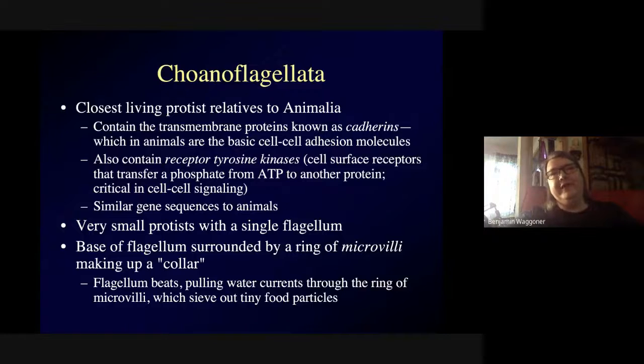Remember, a villus is a little projection of something. Your intestine has lots of villi increasing its surface area. Microvilli are really small villi, and you'll have a ring of microvilli coming out of the cell, encircling the base of the flagellum like a collar. And when the flagellum beats, it may enable the cell to swim, although some choanoflagellates are actually sessile. They don't swim. Regardless, the flagellum beating pulls water currents through that collar of microvilli, and they sieve out food particles. That's how they feed.